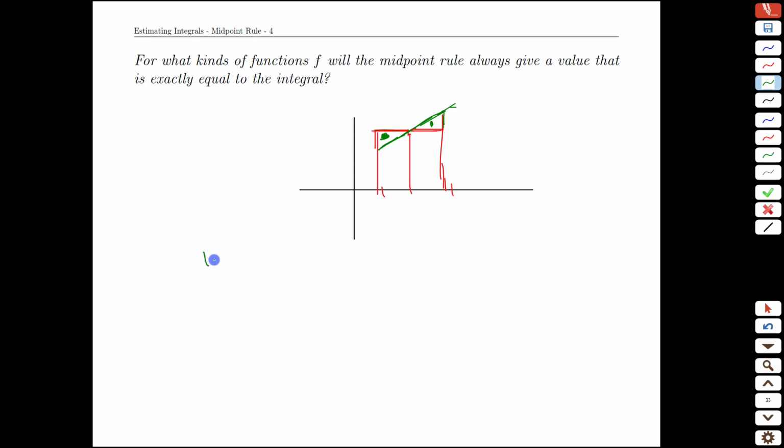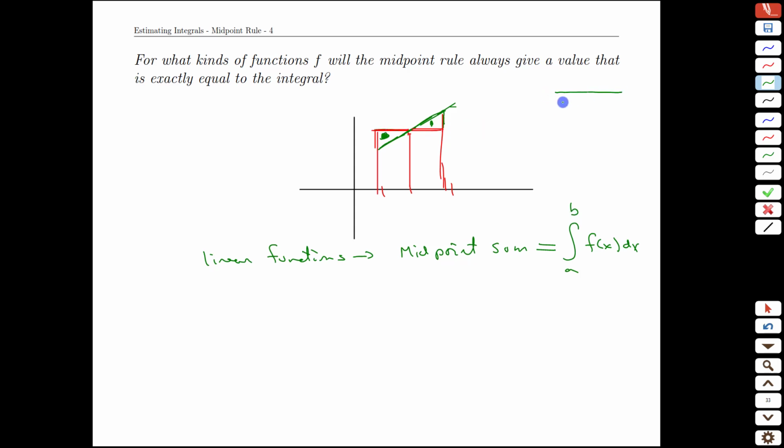And so for linear functions, the midpoint rule, or the midpoint sum, is going to be exactly equal to the integral. So that's already progress compared to our left and right. The left and right rules only worked perfectly if the function was totally flat. You'll have some exercises on this in the practice problems, but we also have another technique that we'd like to explore as well. That'll be in the next video.